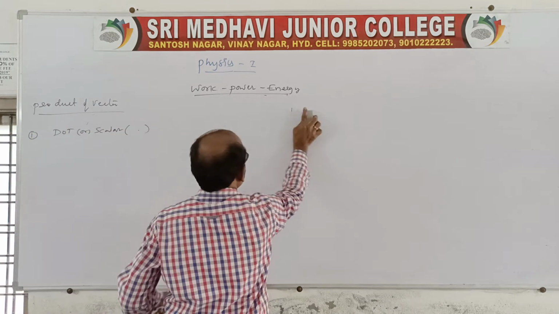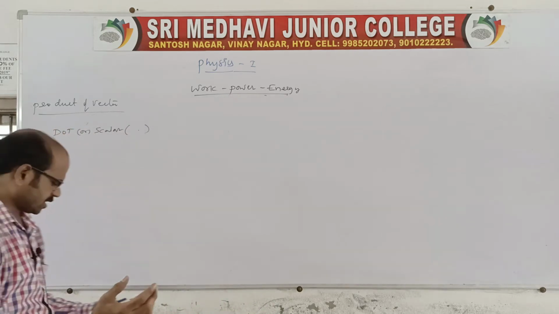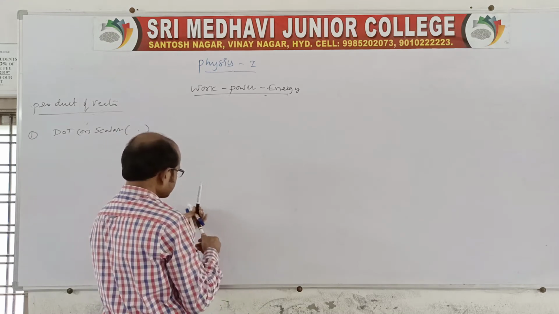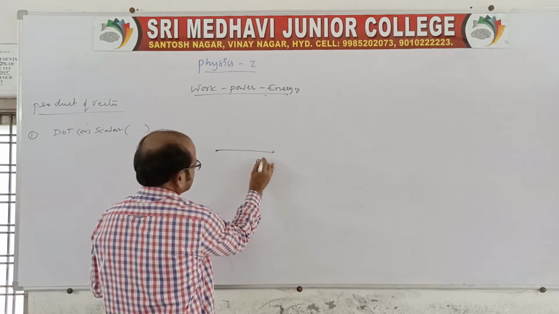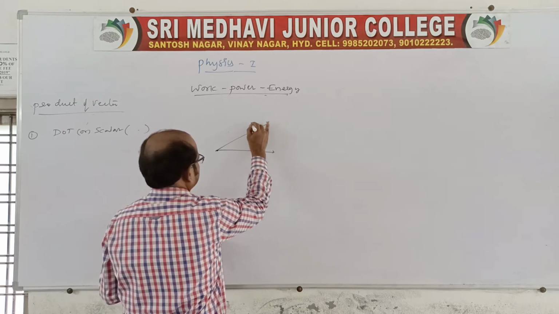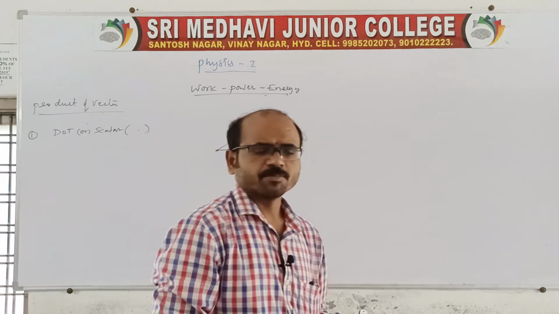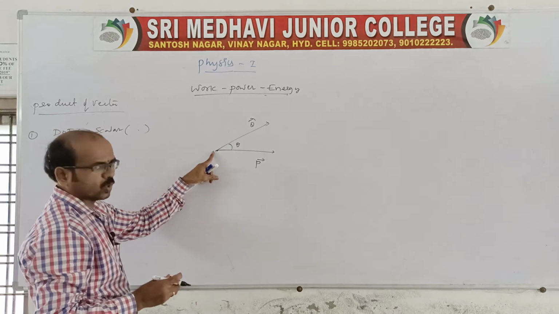In the case of a dot product, what actually is meant by dot product? Here I will explain one dot product. Suppose you take a point like this. See, there are two vectors: P is a vector and Q is another vector, which are acting at an angle theta at a point O.